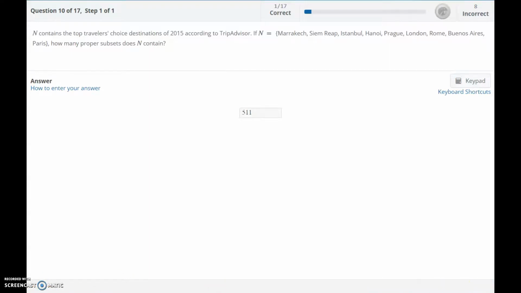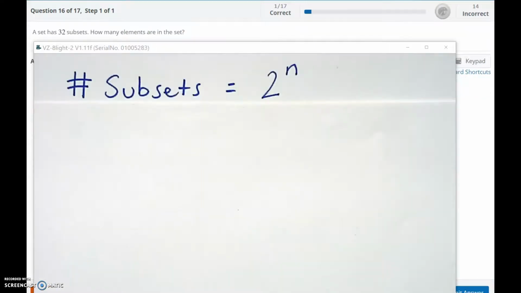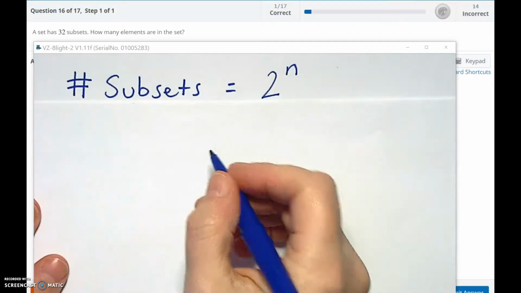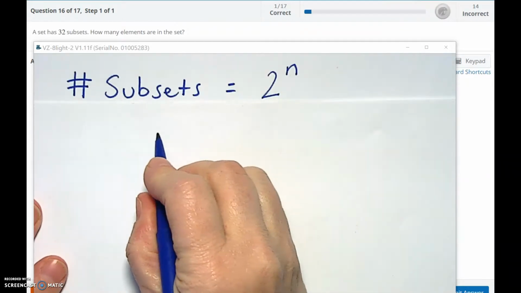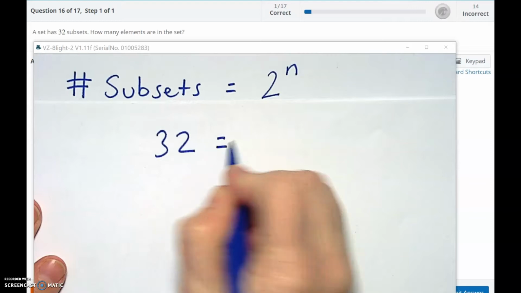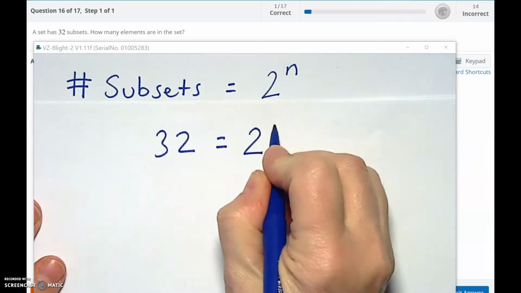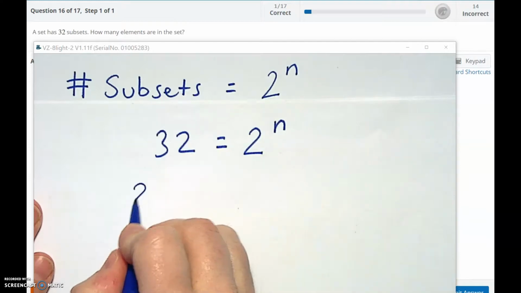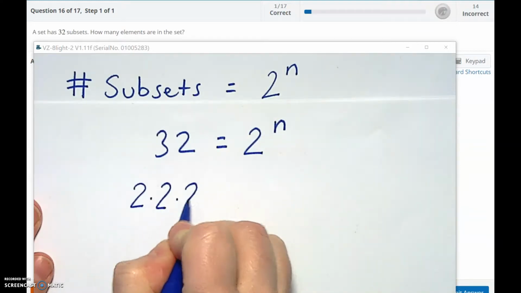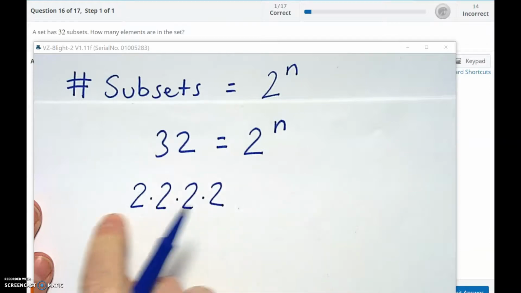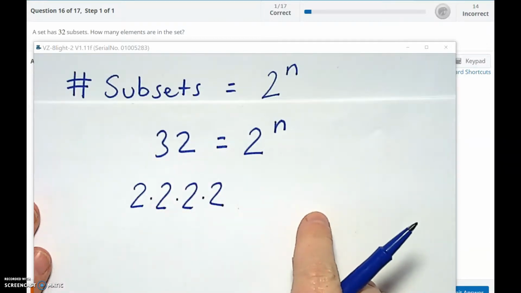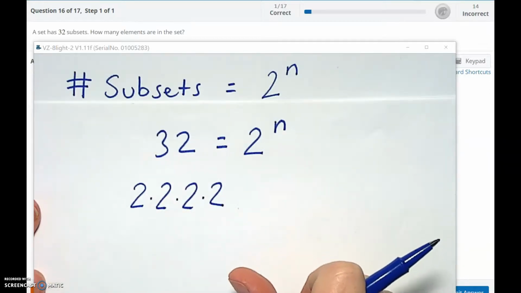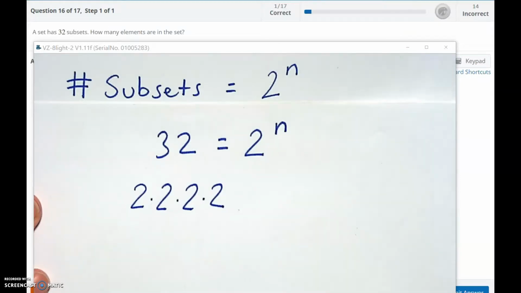So, all right. All right, here's another one. A set has 32 subsets. How many elements are in that set? So this is like a backwards problem. Sorry about that weird feedback. So this says that 32 is the number of subsets, and 32 is 2 to the n. And 2 to the n means 2 times 2 times 2 times 2, n times. So what I'm going to do is by hand, which is going to be a little bit nauseating for some of you, but that's okay, I'm doing it, and you'll be fine.